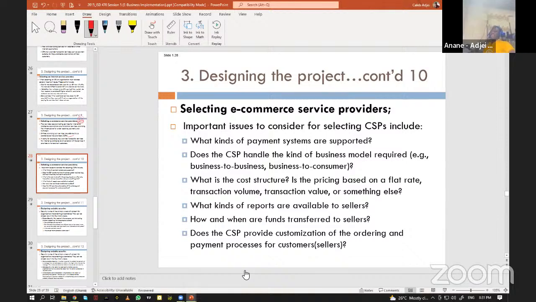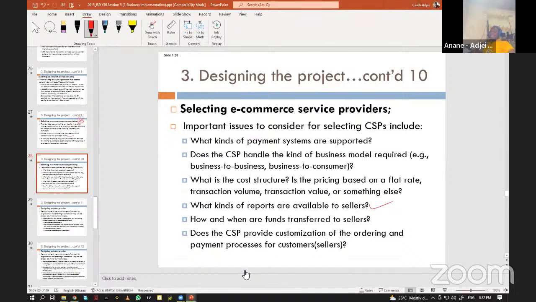So assuming they are saying that, okay, every product that you sell, we take, let's say 5% of whatever product you sell on our platform. So you need to find out if it's a flat rate, if it is a transaction volume or transaction value or something else, then you would decide which one will be good for you. Then what kind of reports are available to the seller?